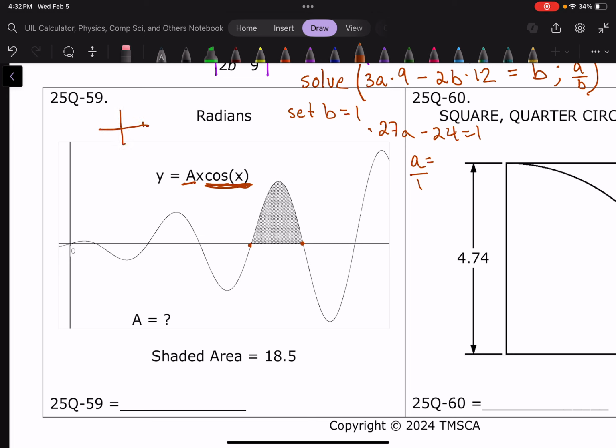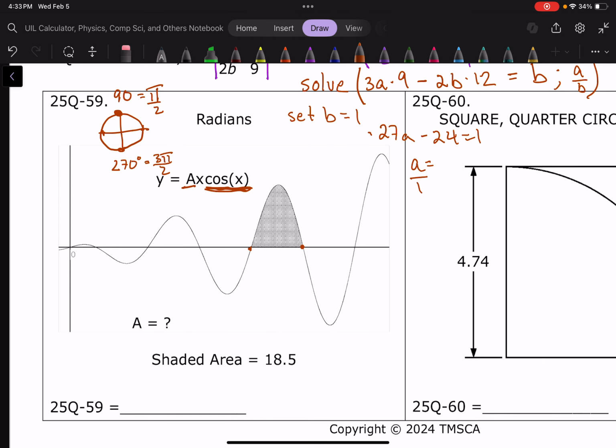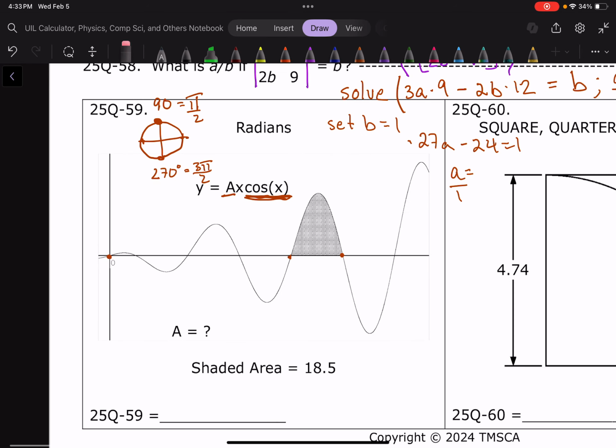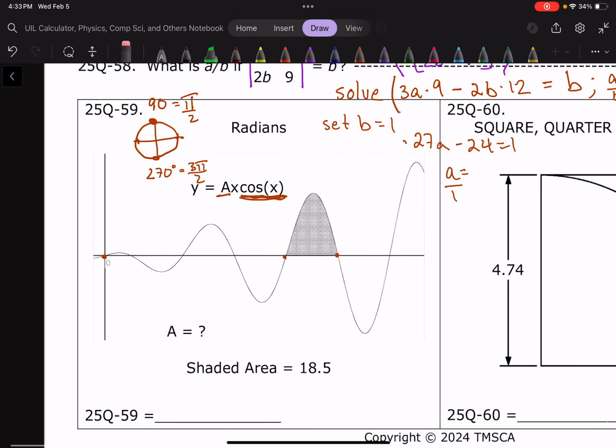So cosine tells you how much you stick out sideways as you sweep around the circle. And we're going to get 0 at 90 degrees, which is pi over 2 radians, and then 180 degrees later at 270 degrees, or 3 pi over 2 radians. And so it's always going to go up by pi. So right here, because x is 0, cosine is going to be 0, or the whole function is going to be 0.